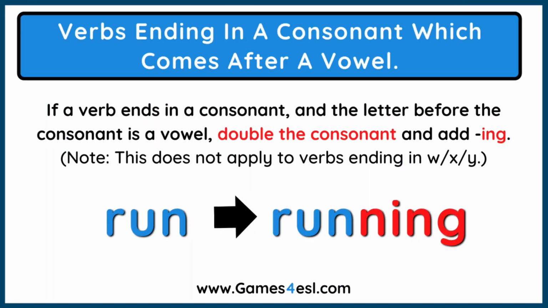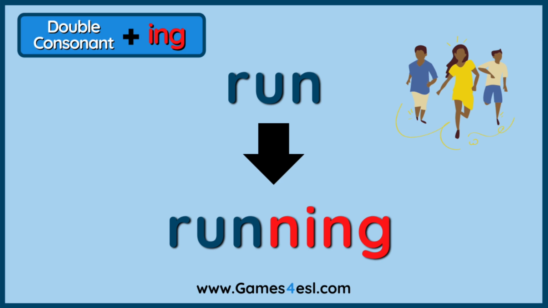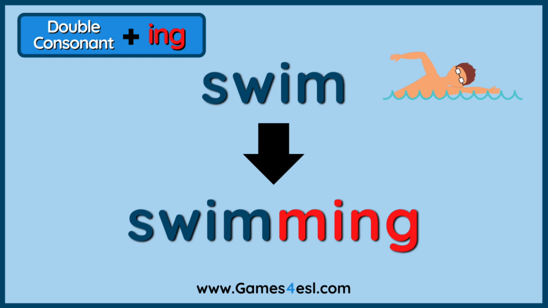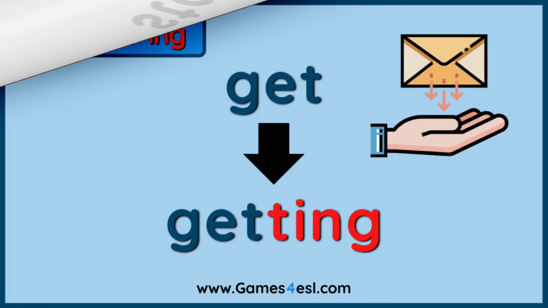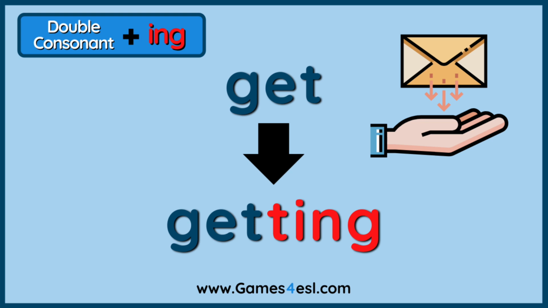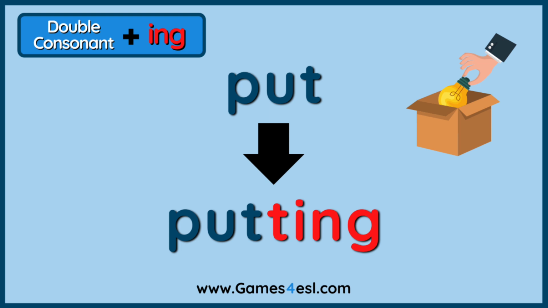If a verb ends in a consonant and the letter before the consonant is a vowel, double the consonant and add ing. Run, running. Swim, swimming. Stop, stopping. Get, getting. Put, putting.